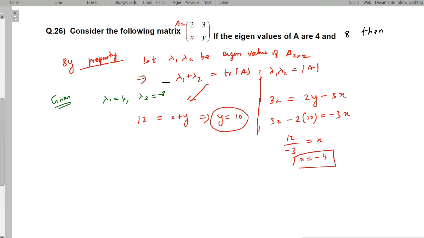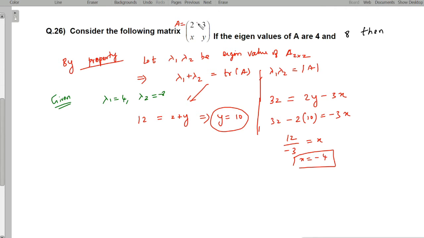the eigenvalues of a 2 cross 2 matrix, then the sum of eigenvalues is equal to trace of A. The product of eigenvalues is the modulus, that means the determinant of A. If you substitute lambda 1 equal to 4, lambda 2 equal to 8, then you may get trace of A equal to 2 plus y. So 12 equal to 2 plus y, you may get y equal to 10.